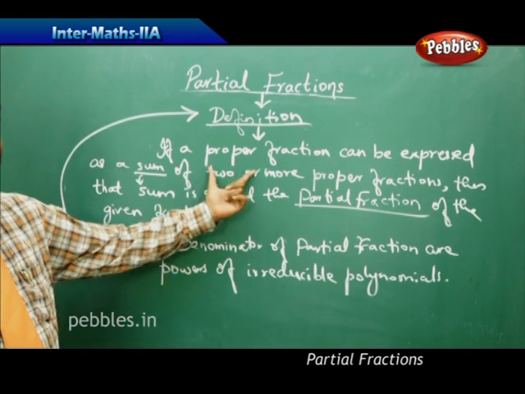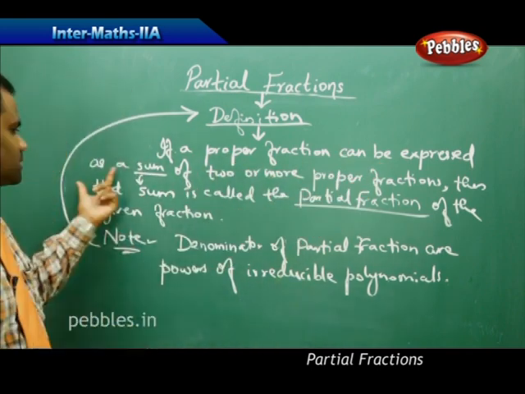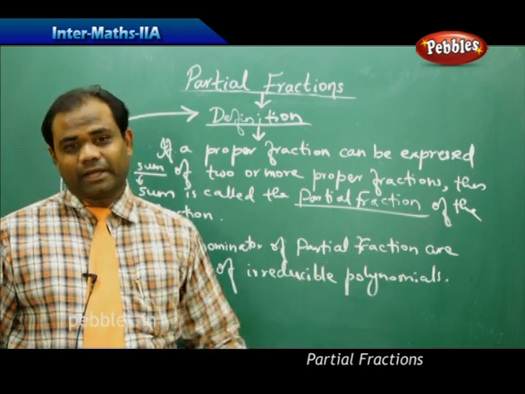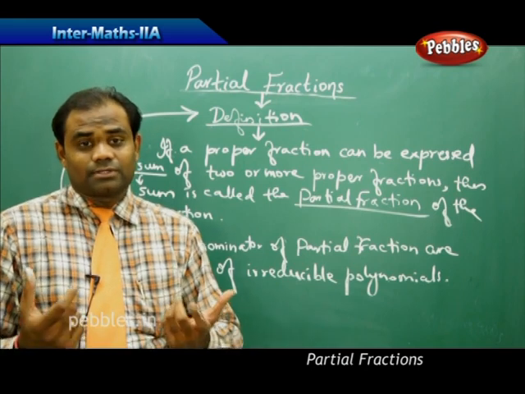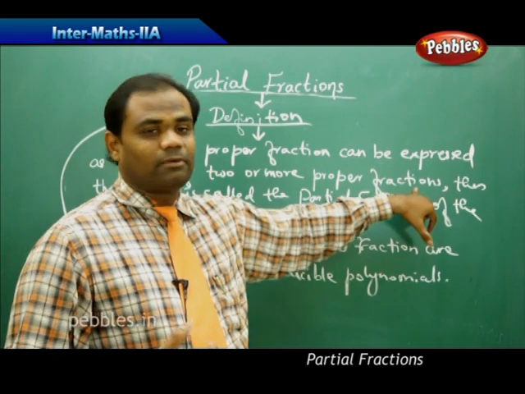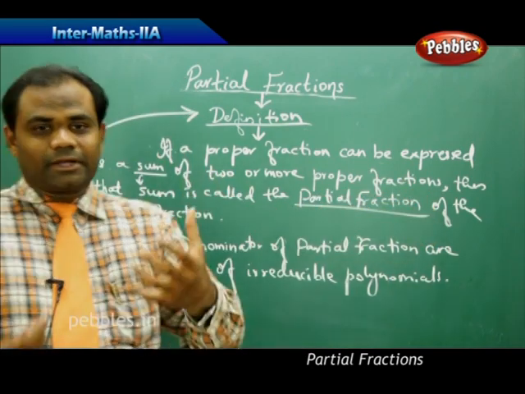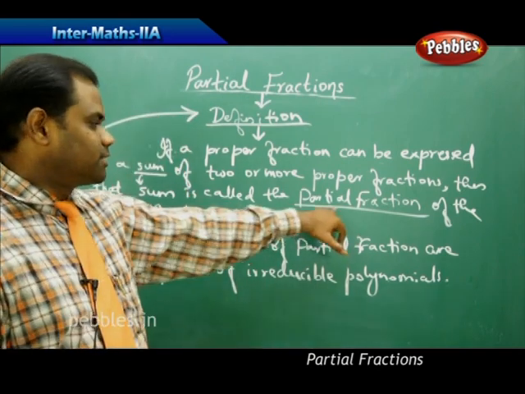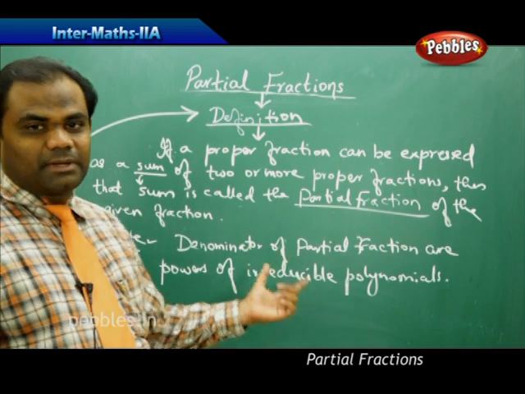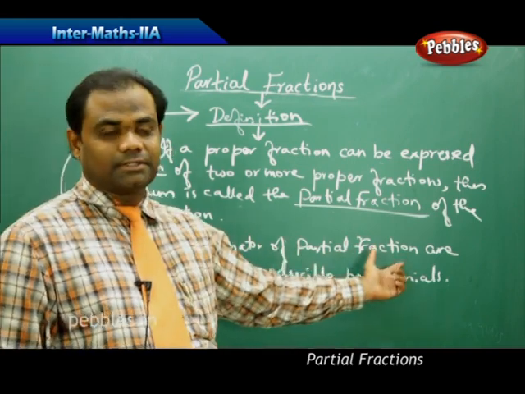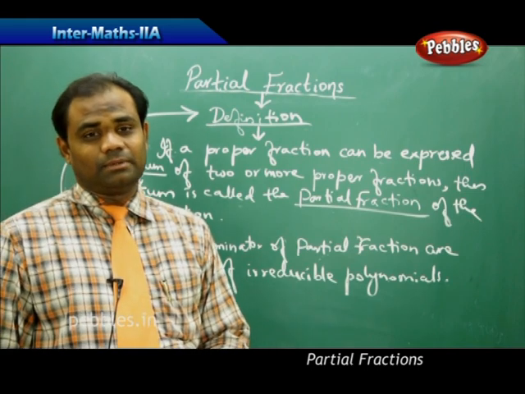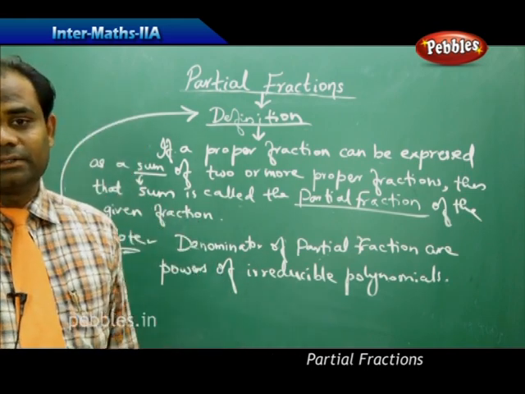Now let's revisit the definition, which says if a proper fraction can be expressed as a sum of two or more proper fractions, then that sum is called partial fraction. That is, if I give a fraction and I want to split that into sum or difference of two different fractions such that the fractions which are split are also proper fractions, then expressing the given proper fraction as a sum is called the partial fraction of the given fraction. Now the condition is that we have to express the sum in such a way that the denominators of the partial fractions are powers of irreducible polynomials. So let's see this live with more example problems so that we understand this concept better.